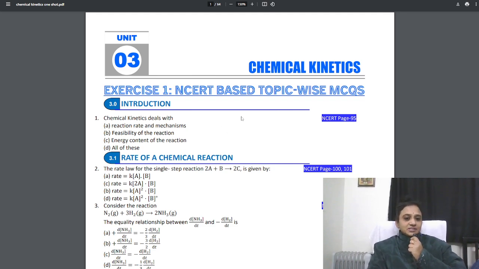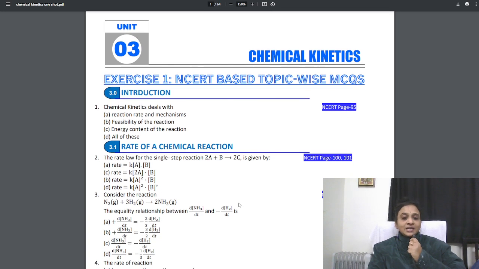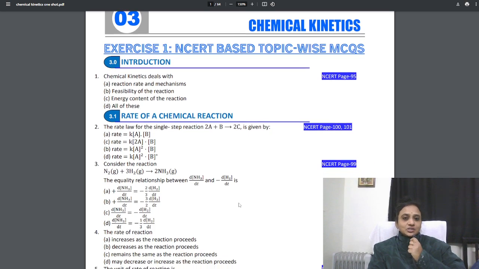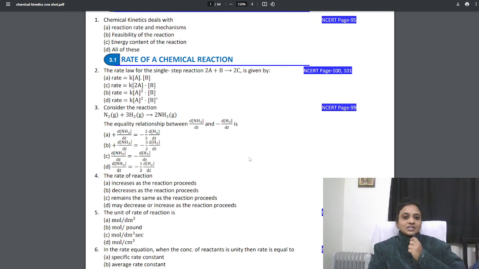This is the question which is designed. So gradually, topic wise introduction, and we are going with the MCQs. Then I'm taking you into the next concept, that is rate of the reaction. On page number 99, in rate of the reaction, there are MCQs which are asked in different ways.